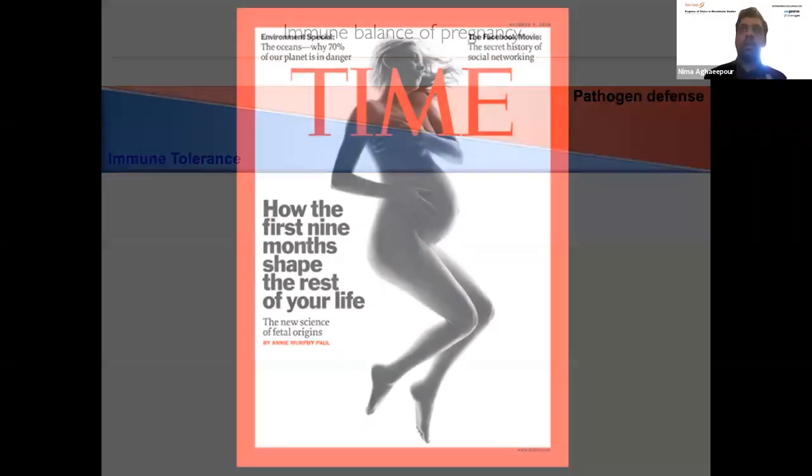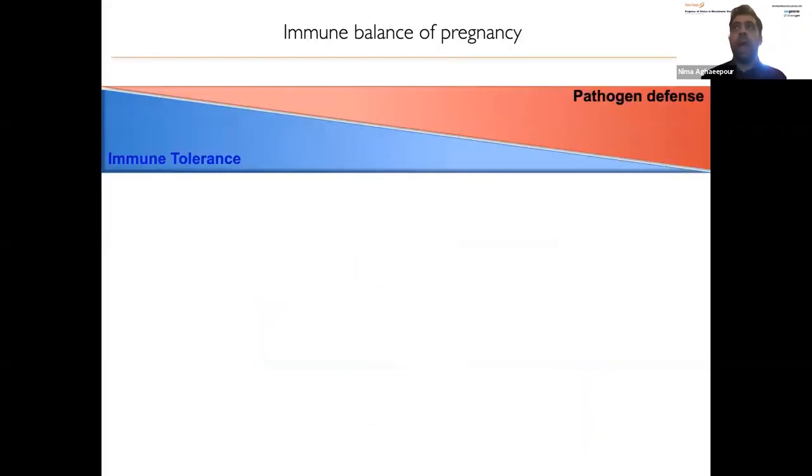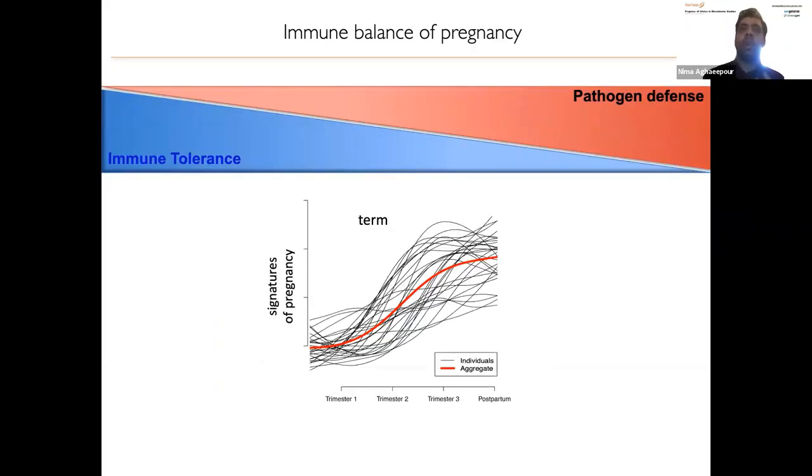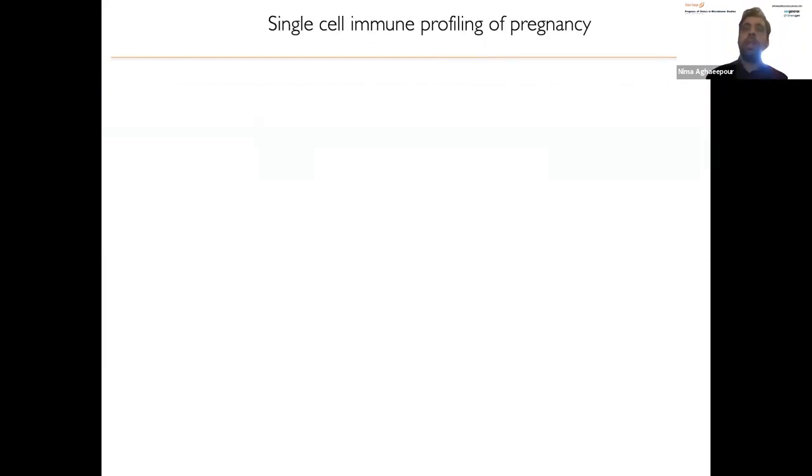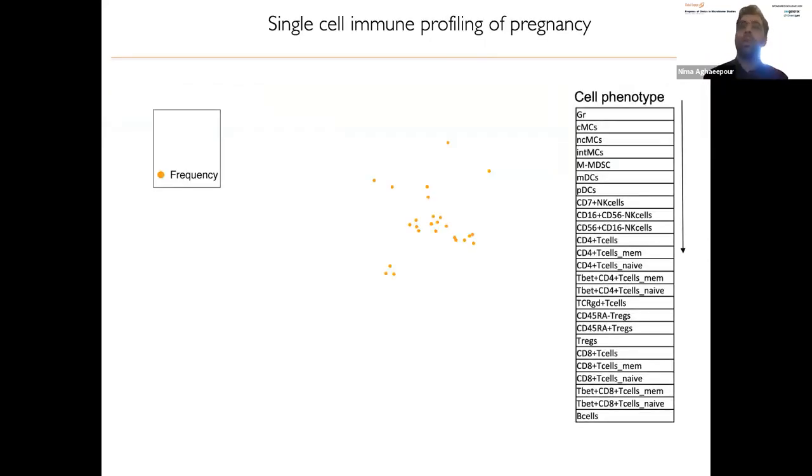During pregnancy, the immune system strikes a balance between pathogen defense for the mother and immune tolerance for the fetus. So if we could understand what the normal progression of the immune system during pregnancy looks like, hopefully we can use that to detect abnormalities as well. So the first study that we did was a single cell study using a mass cytometer, which is a kind of next generation flow cytometer. It can measure a broad range of cell types.